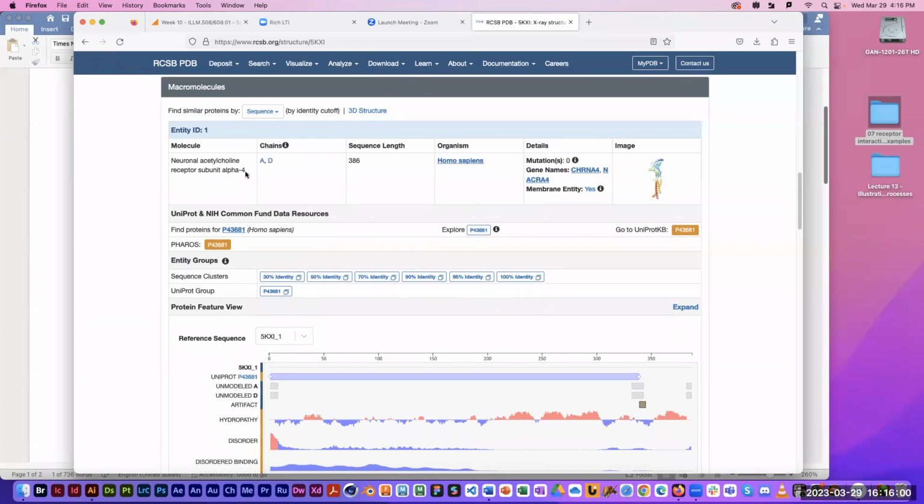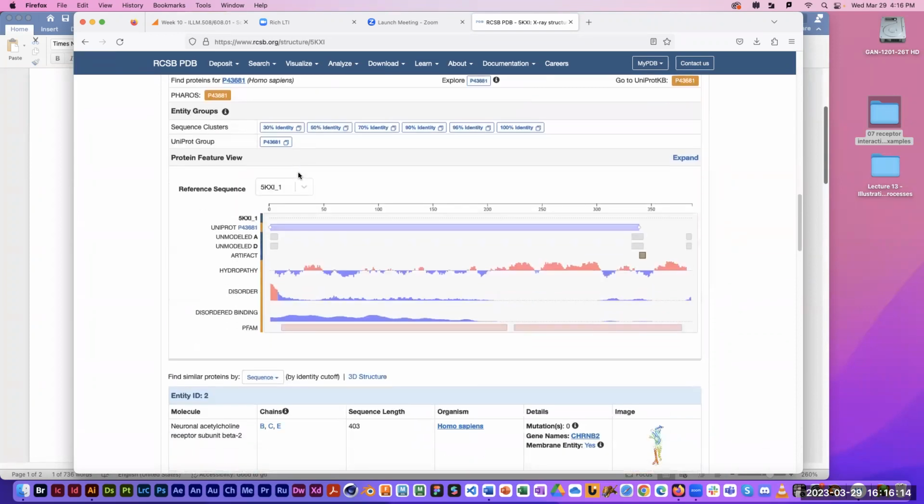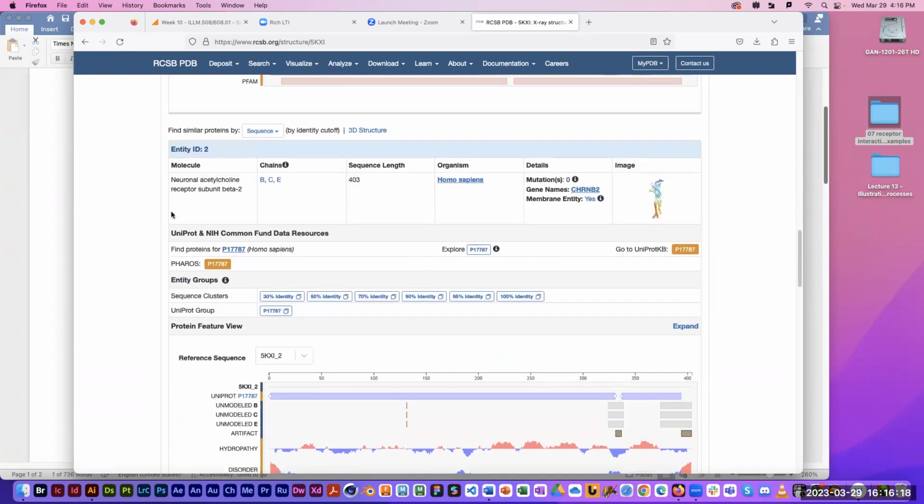Now this is only subunit alpha 4, it's only chains A and D. It's two of the chains of the molecule in entity ID number 1. But if we scroll down here, we see that, oh, here are the other 3 chains, the beta chains, the B, C, and E. So we've actually got chains A, B, C, D, and E.